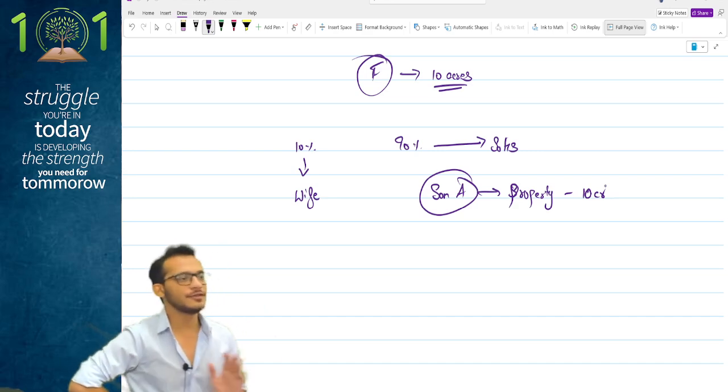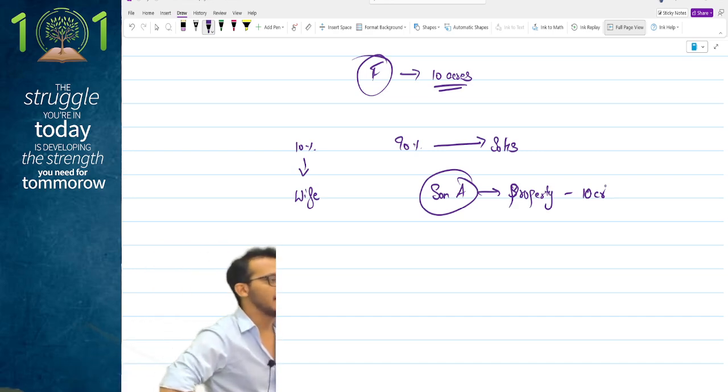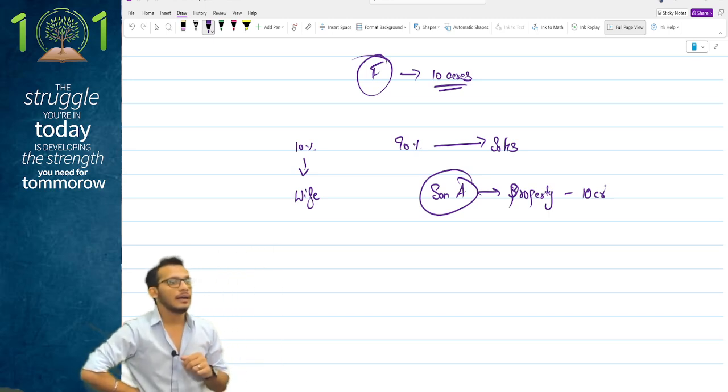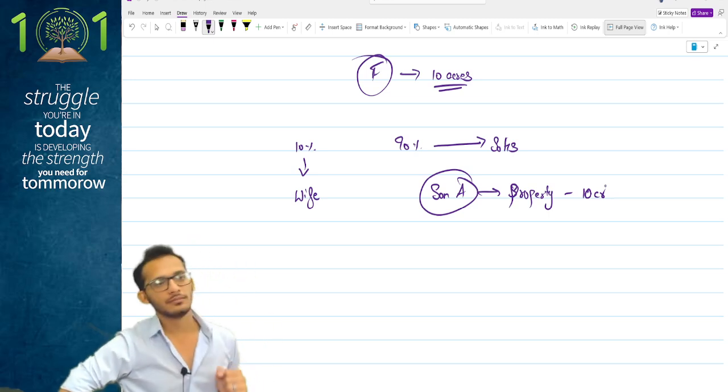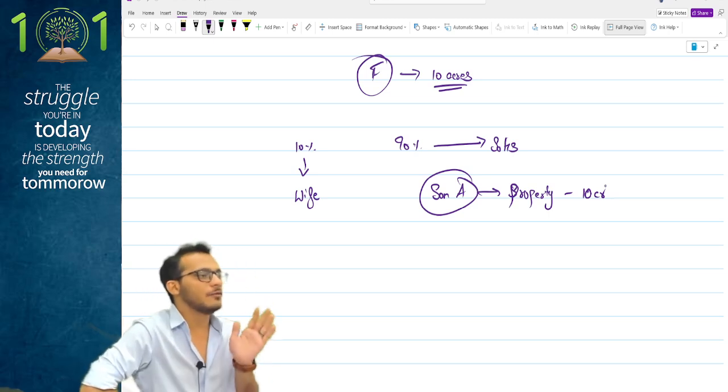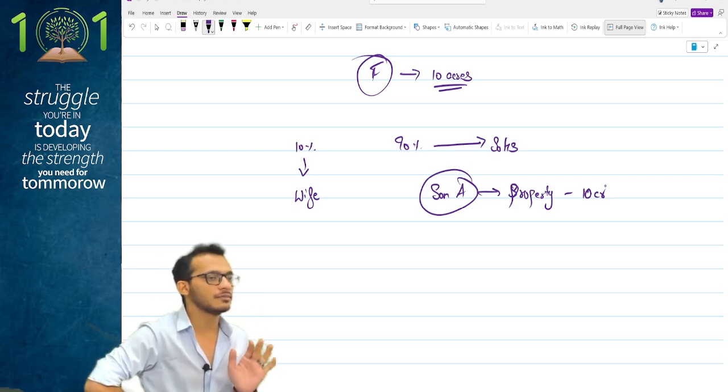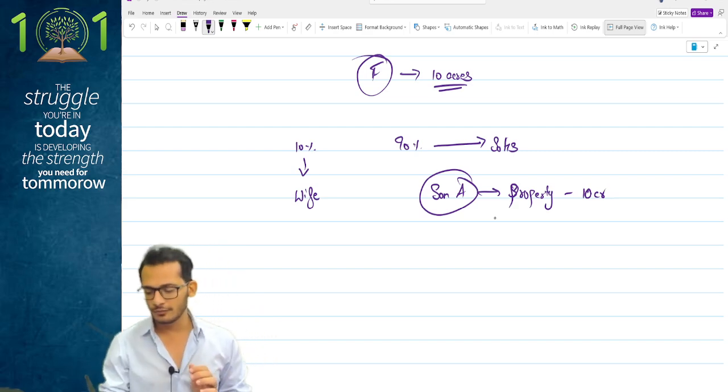Can the assessing officer go to son A and tell him, dear son A, pay tax on the full 10 crores? Can the assessing officer come and say no? In this case, the assessing officer can only make son A taxable for 9 crores.